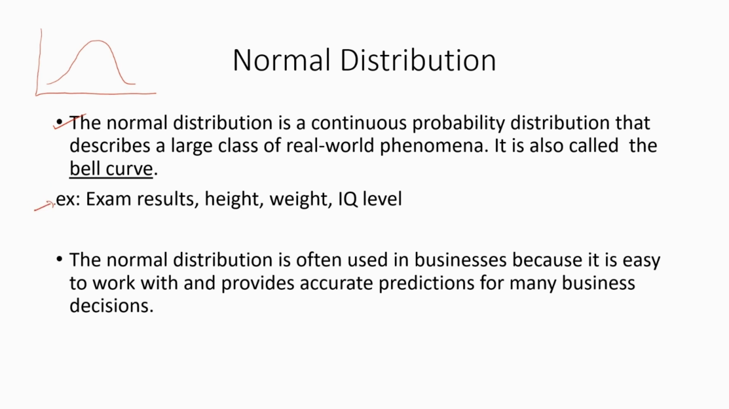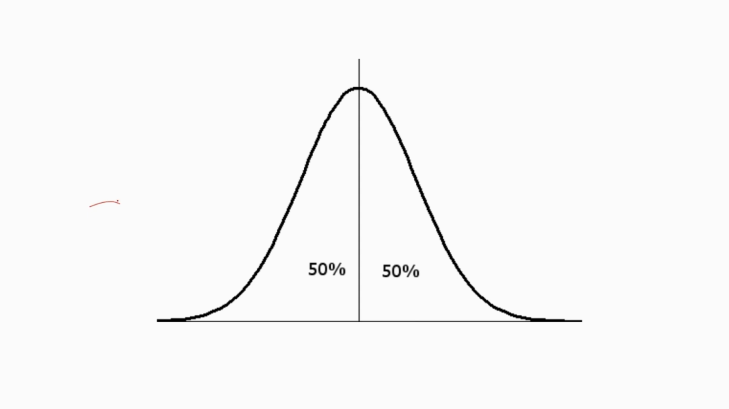These are the examples for normal distributions: exam results, height, weight, IQ level. The normal distribution is often used in businesses because it is easy to work with and provides accurate predictions for many business decisions. This is what a normal distribution graph looks like. The graph looks like a bell. That is why this is called the bell curve. This is the y-axis and this will be the x-axis.